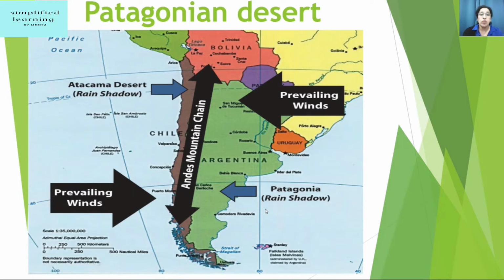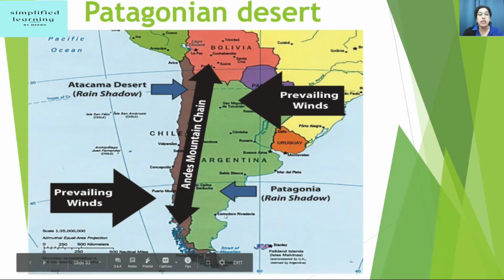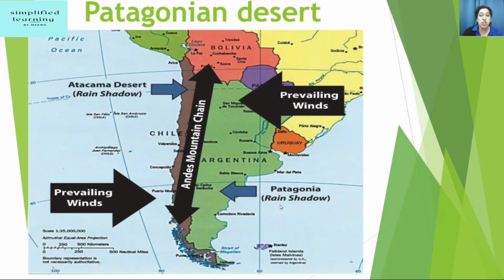Yes. So you can see here the prevailing winds are coming from which ocean? Pacific Ocean. So this becomes the windward side of the Andes mountain, and maximum rainfall occurs. As these monsoon winds are being blocked by the Andes mountains, this becomes the leeward side of the Andes mountain, the east side. So we call it a rain shadow area.